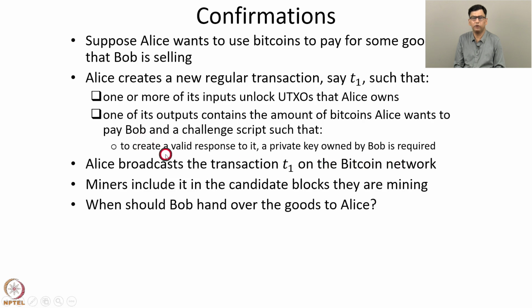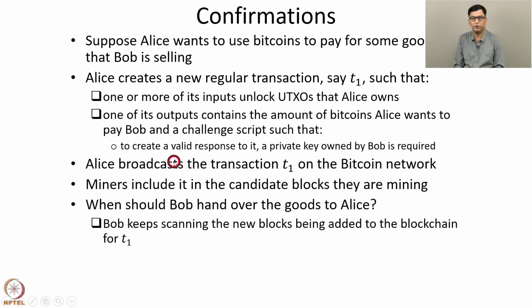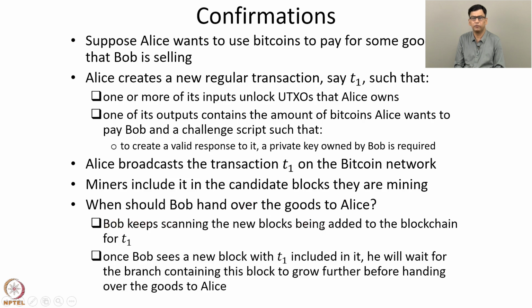A question is, when should Bob hand over the goods to Alice? Note that Bob must be confident that he will receive the payment from Alice. Bob should hand over the goods to Alice once he is confident that he will receive the payment in bitcoins. For this purpose, Bob keeps on scanning the new blocks that are being added to the blockchain for transaction T1, until he sees a block which includes the transaction T1.